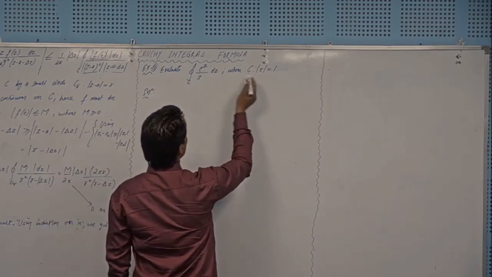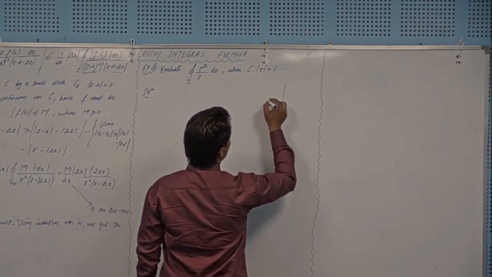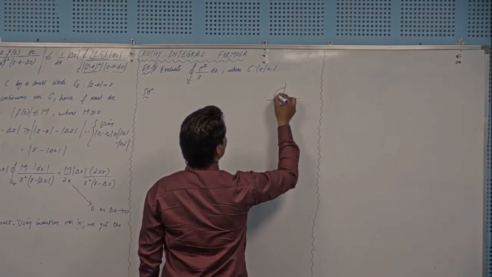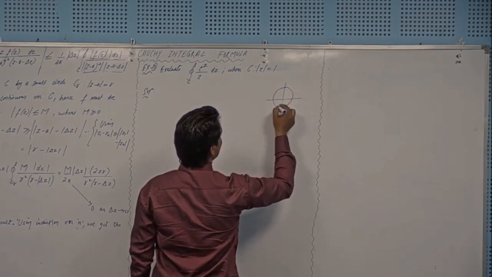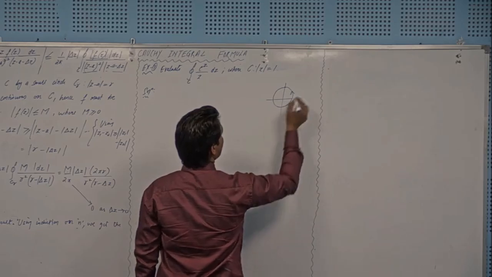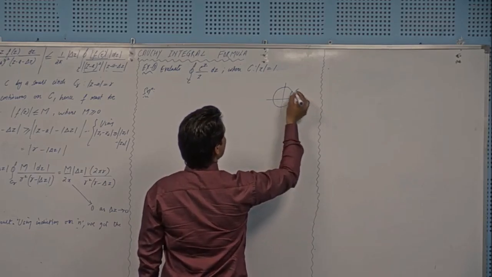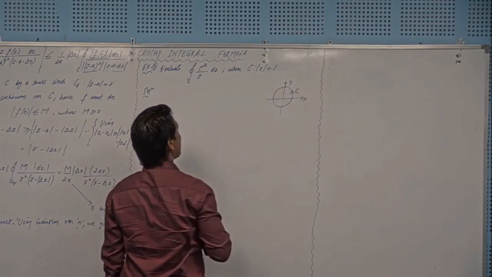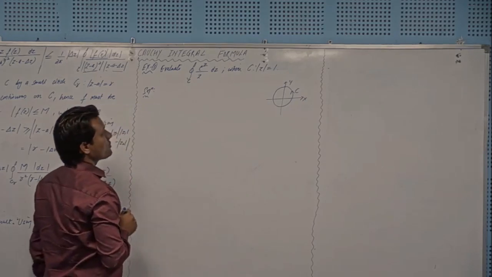So what do you need? You need to draw this circle. The circle is mod z equal to 1, right? This is the circle, and the direction is taken as anti-clockwise. This is C, x-axis, and this is y-axis. And you just focus on this.